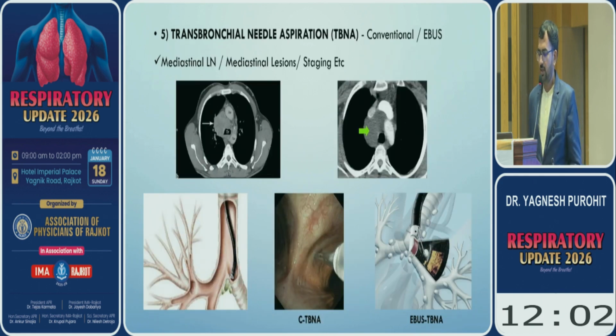Then in case of mediastinal lesions, mediastinal lymph nodes or any other lesions, or especially in cancer staging, we can do the TBNA, which is transbronchial needle aspiration, either conventional or EBUS.